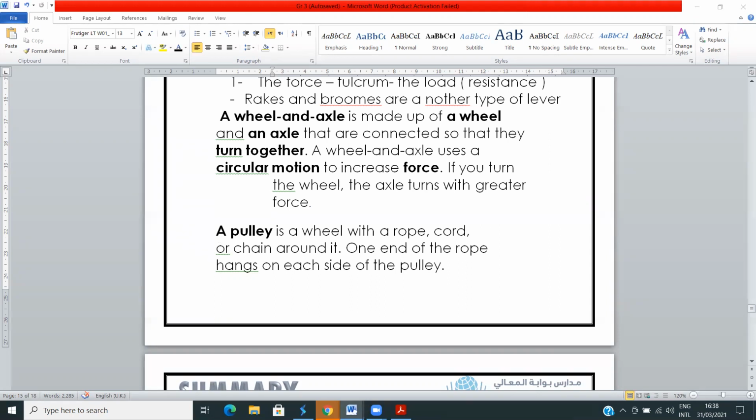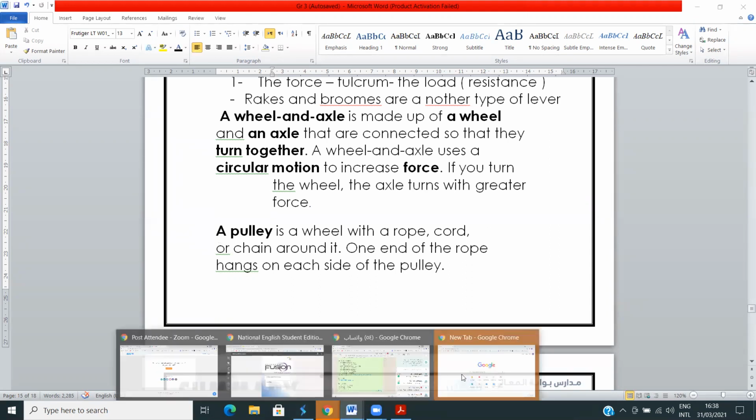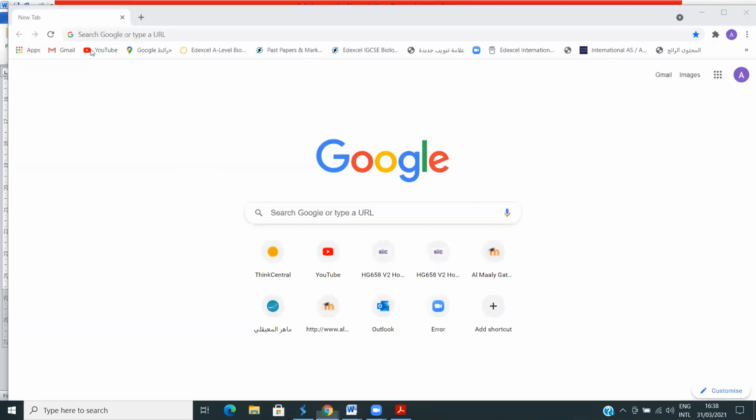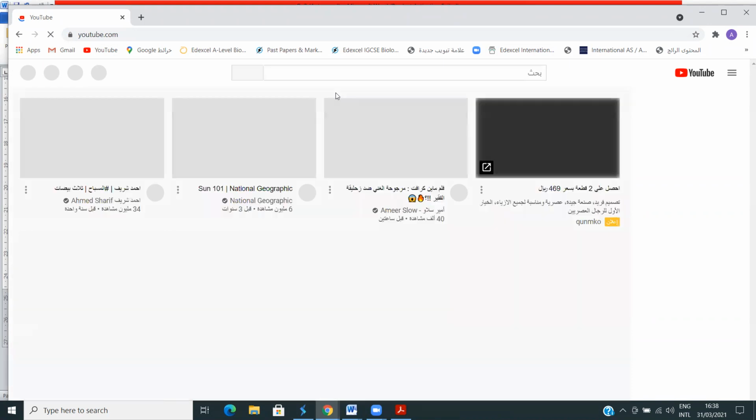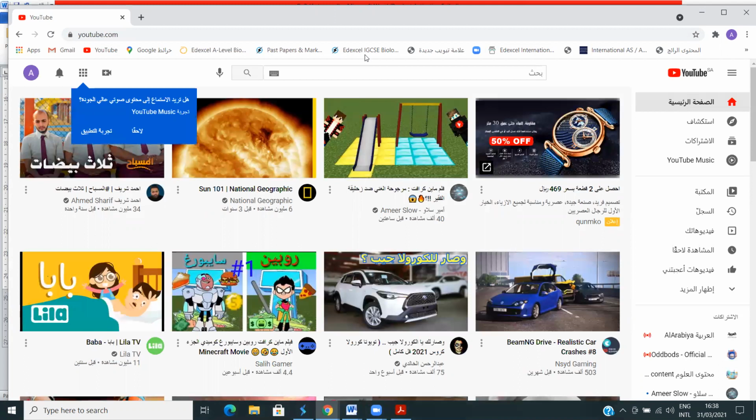I will give you one, but it will open. Okay, I will give you a video about wheel, lever, pulley, and simple machine. You know, simple machine is very, very important, like wheel and axle, like a pulley. But first, a pulley is a wheel with a rope, cord, or chain around it.